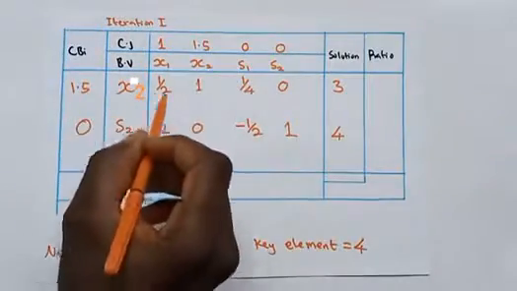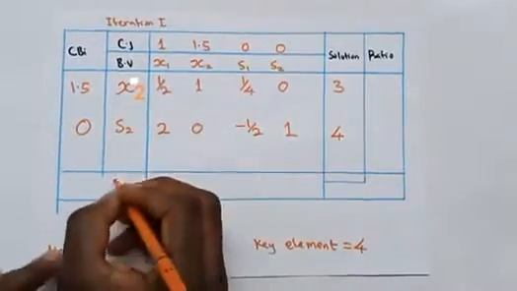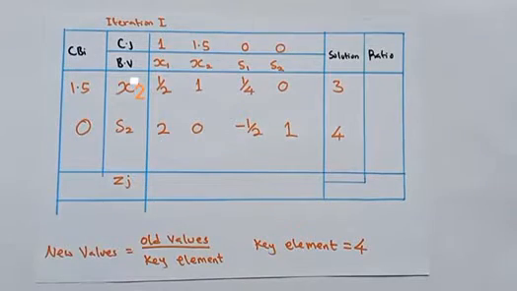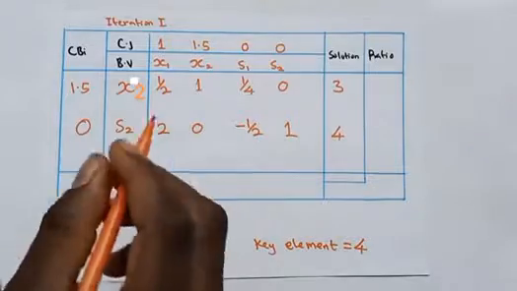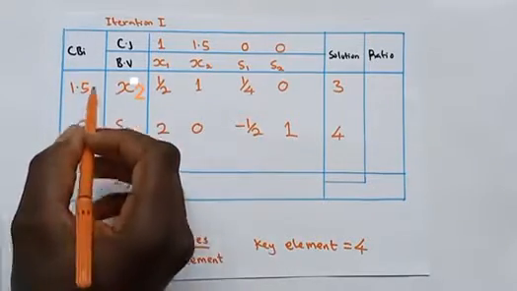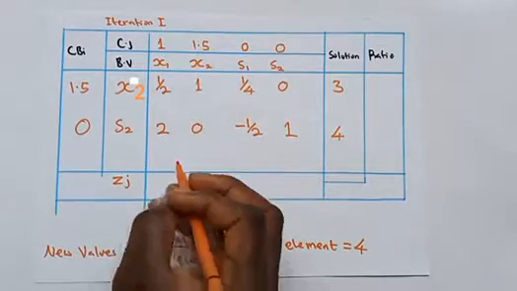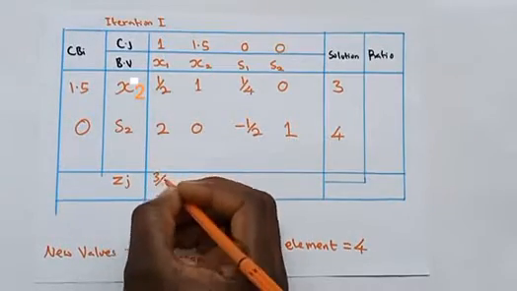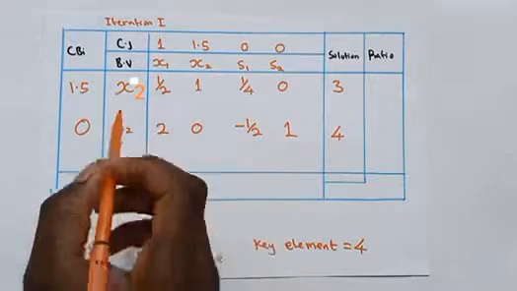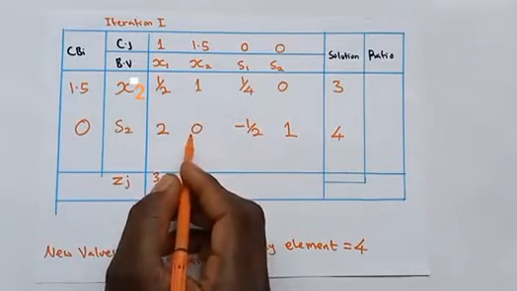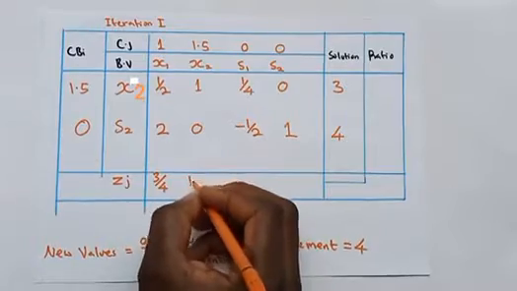Now, after getting these two new rows, we now find the Zj values. Recall how we found the Zj values for the initial Simplex table. So we use the same method here. So 1.5 multiplied by 1 over 2 plus 0 multiplied by 2 gives us 3 over 4. 1.5 multiplied by 1 plus 0 multiplied by 0 gives us 1.5.